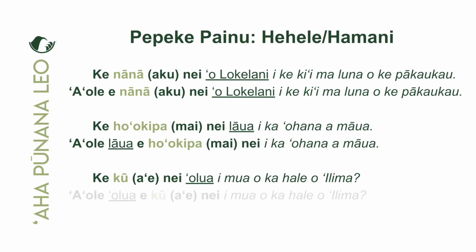Let's negate this. Again, the rule applies. The piko papani jumps up in front of the sentence following 'a'ole. Therefore, we have 'a'ole 'olua e ku e nei i mua o ka hale o Ilima. That stays the same. So this is the question again. 'A'ole 'olua e ku e nei i mua o ka hale o Ilima. Maika'i, e ho'omau no.